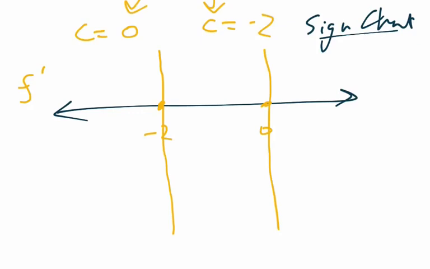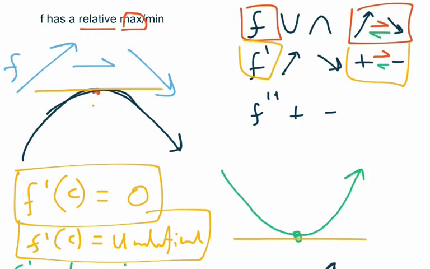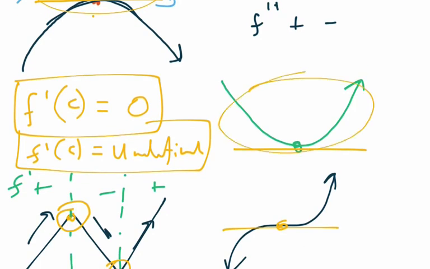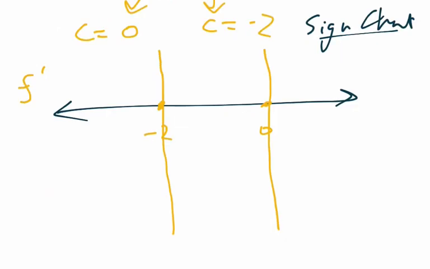Our goal is to determine whether or not f prime is positive or negative on each of the intervals between these critical points. And the reason we want to determine if f prime is positive or negative is because, via the sign chart, we can tell if f is increasing or decreasing, and if we know whether f changes from increasing to decreasing or decreasing to increasing, that's going to tell us if we have a relative min or a relative max.